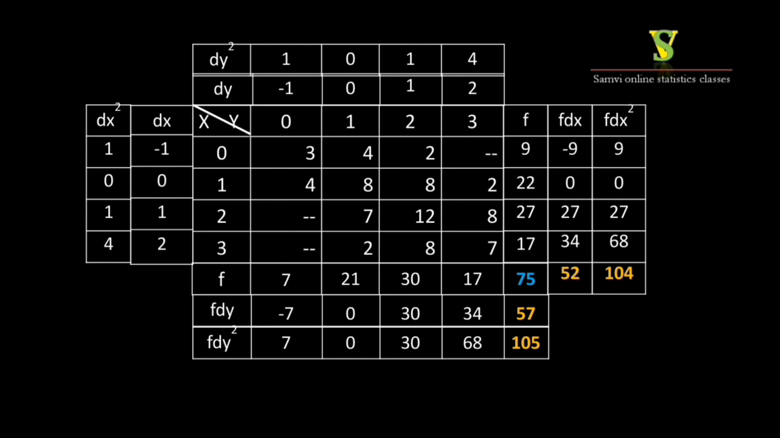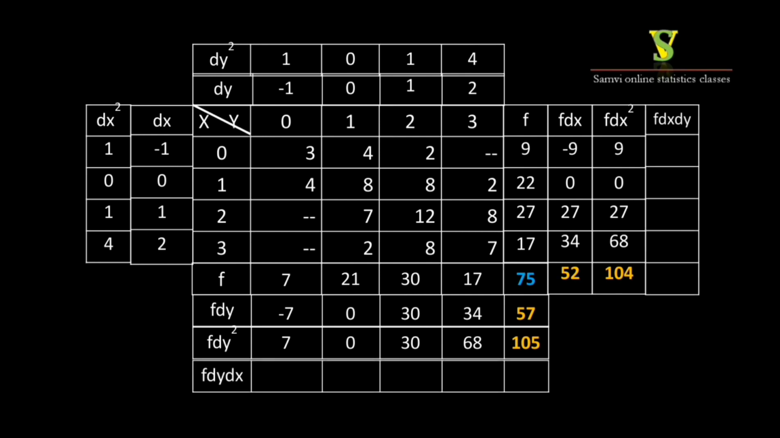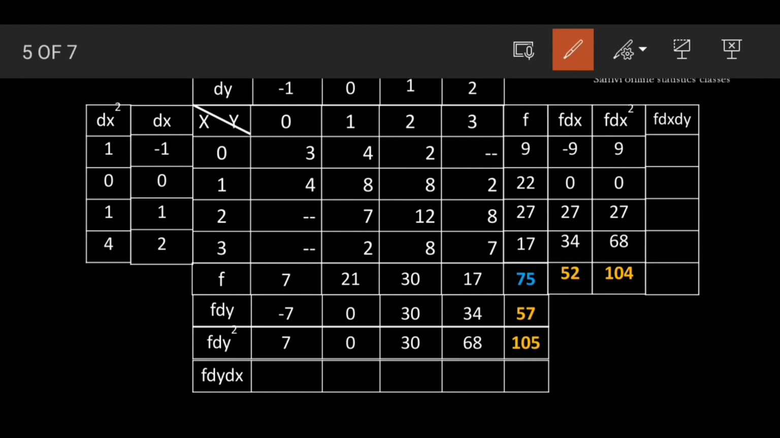So once you calculated f dx and f dx square and also the f dy and f dy square, next you have to find out what is f dx dy as well as f dy dx. So how to find? See here, this is the f, and dx is -1 and dy is also -1. So you have to multiply this. 3 into -1 you will get here -3, -3 into -1 we get here 3. So you have to make your cell and write down here 3. Understood?